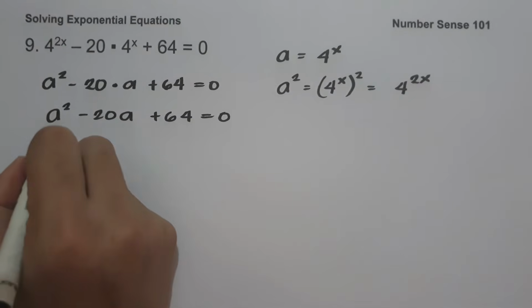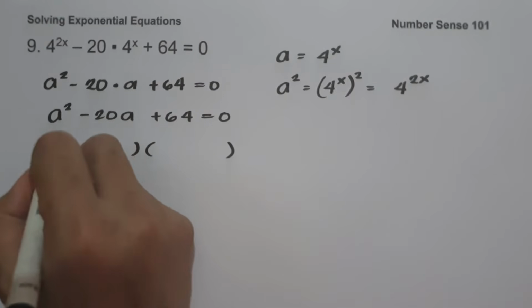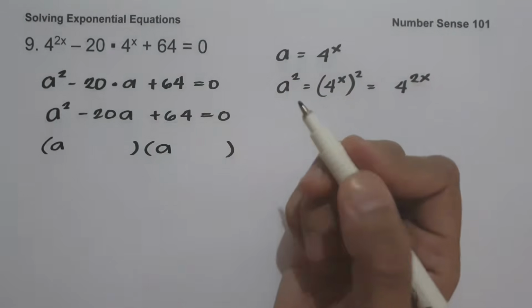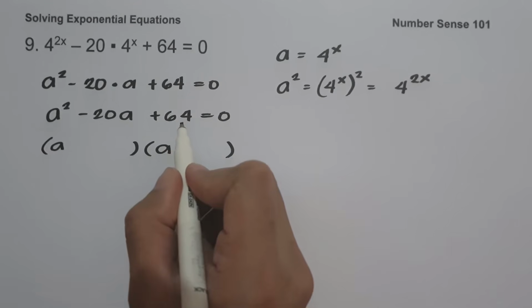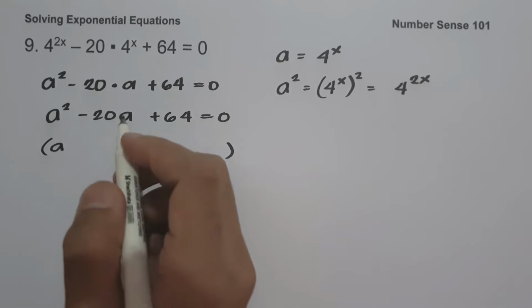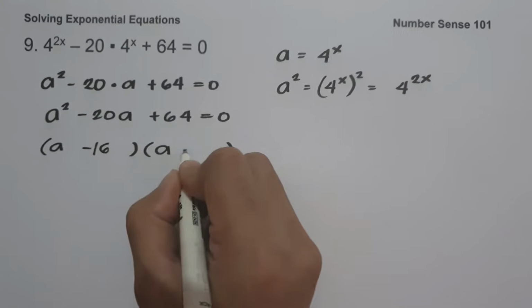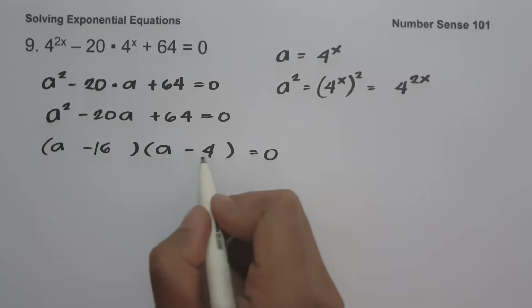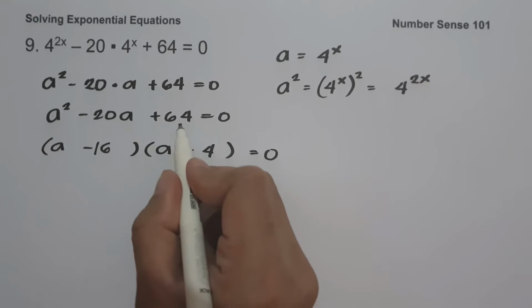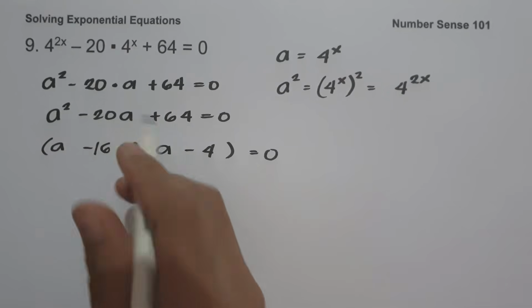So let us factor this one. The factors of a squared are a and a. And what are the two numbers? If we multiply, we can get 64. And if we add, we can get negative 20. And that is negative 16 and negative 4. Negative 16 multiplied by negative 4 is positive 64. Negative 16 plus negative 4 is negative 20.